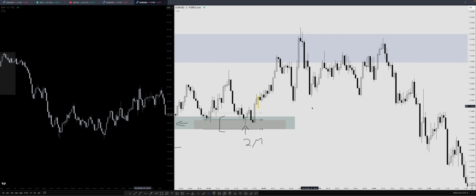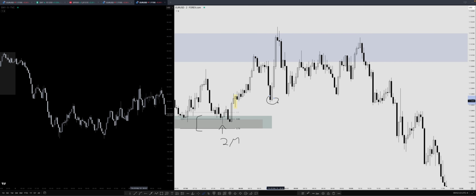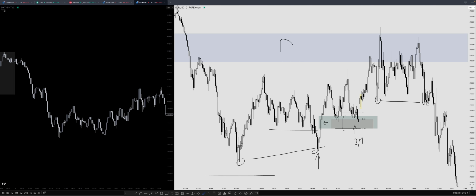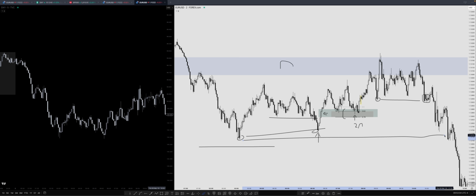Once price fully took out this structure right here, giving a shift in delivery, and this is not the delivery because, again, price was just messing around. For me, this is not a strong shift in delivery. We could count it as valid, but again, the main reason I wouldn't look for such an entry right here is because I always pay attention to what happens in the buy side of the curve of a sell model. So in this case, we have the sell model right here. I think all of you guys can see it, sell side of the curve right here.